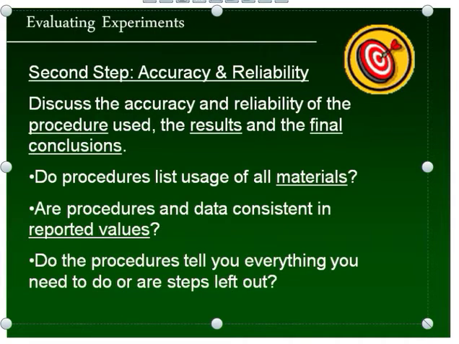You're also going to ask, do the procedures listed include all of the materials? So is there everything that the scientist may or may not have used, down to every stirring rod or toothpick? Are they all listed in the procedures? Are the procedures and data consistent with reported values? So if you have somebody conducting an experiment that is based on gravity, does their data show a consistency with the known constant of gravity?